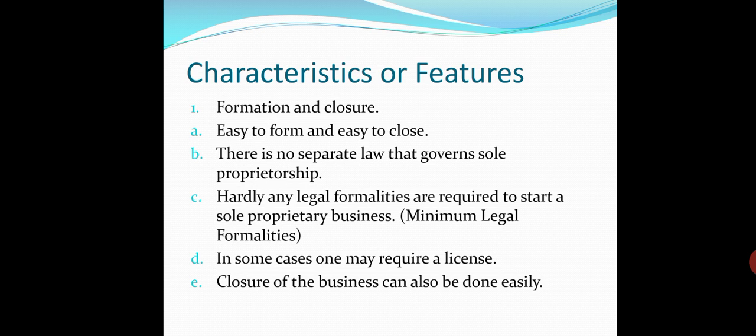So, the first feature of sole trading concern is formation and closure. It is easy to form and easy to close. There is no separate law that governs sole proprietorship. There are minimum legal formalities that need to be fulfilled to start a sole proprietorship. In some cases, we may require a license, and closing of the business can also be done easily. So, this is the first feature of sole trading concern: formation and closure.